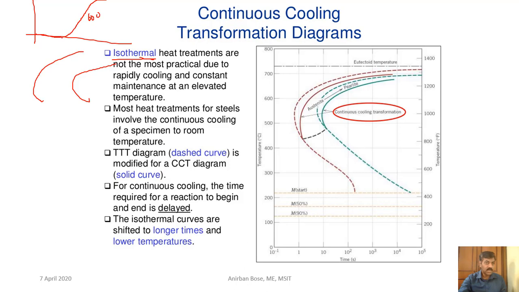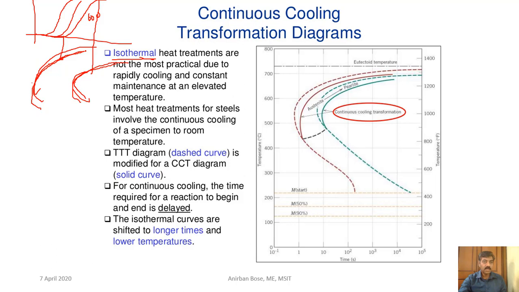And then what we did, here the transformation starts, here transformation finish. So in this way we plot the locus at different isothermal processes, and we got this locus for the starting and the finishing of that particular transformation. So this particular diagram that we have seen in the earlier lecture was the isothermal transformation diagram. That means the whole transformation is taking place at a constant temperature.